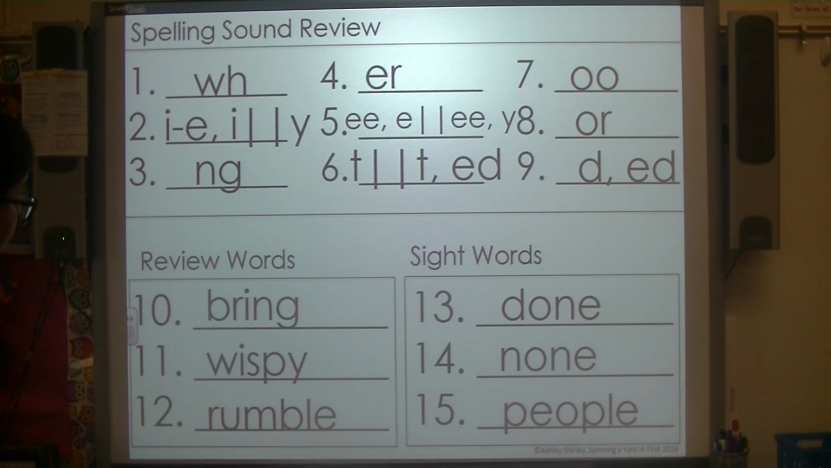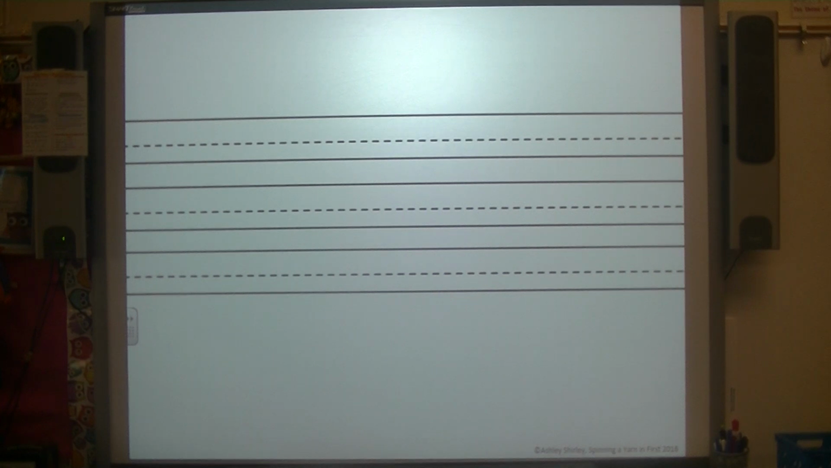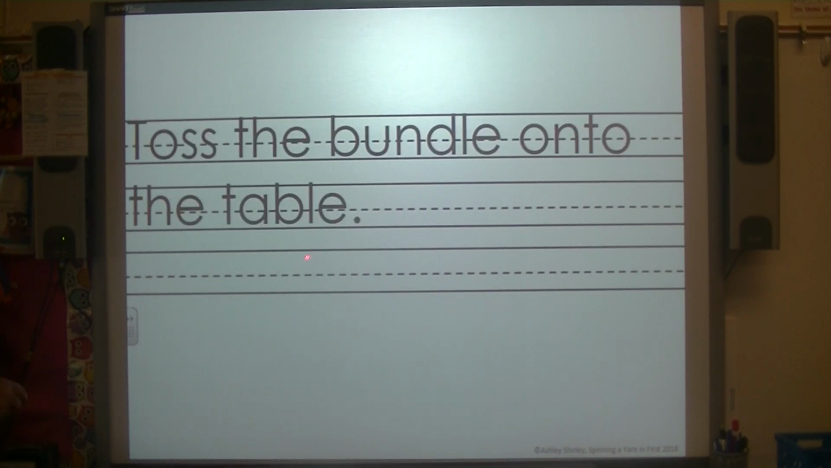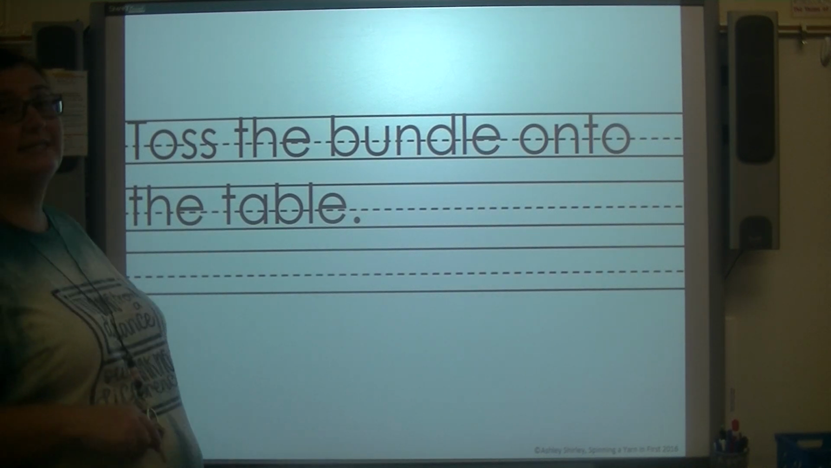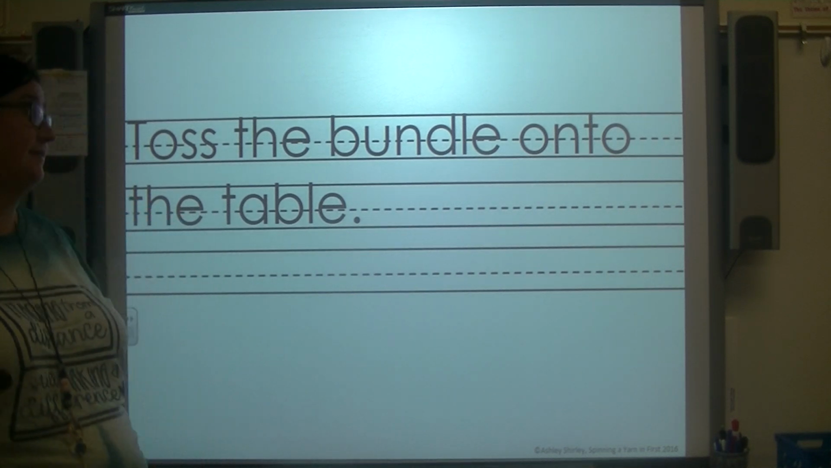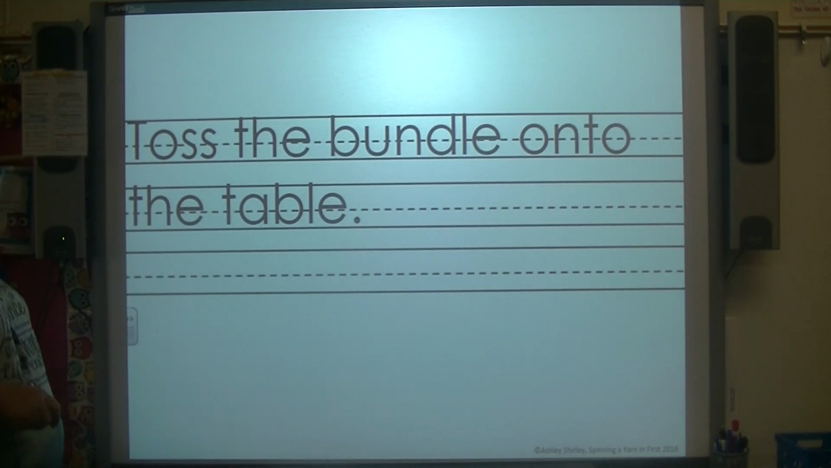Let's look at your sentence. Every sentence begins with a capital letter, so we begin with a capital T. Toss the bundle onto, compound word, the table, period. This is a bossy sentence. It's telling you what to do, imperative. So we end with a period.